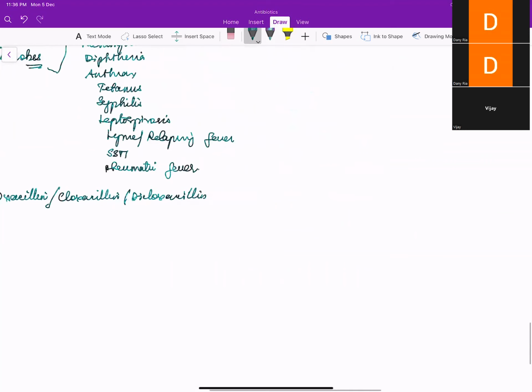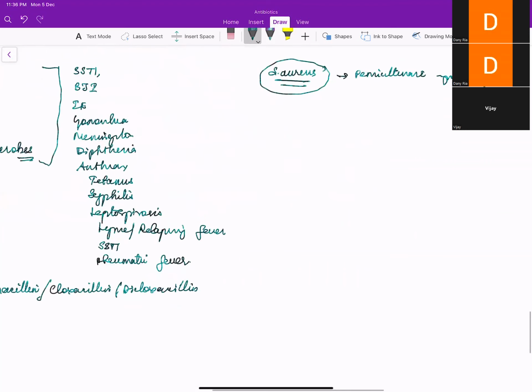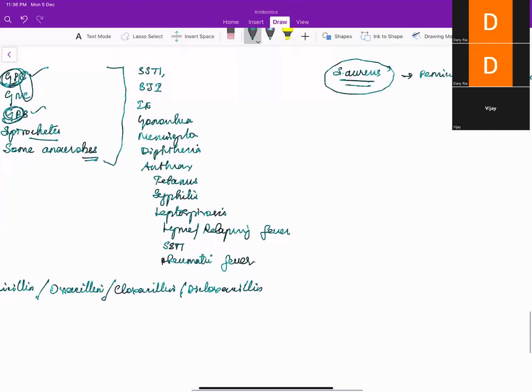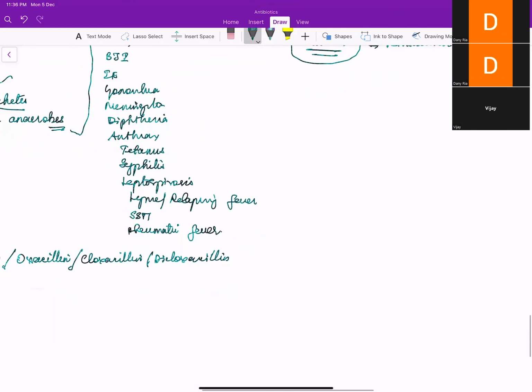Just keep this in mind. Even though penicillin can be used for all these things theoretically, only two uses are there for penicillin in current use. One is rheumatic fever. You know very well that penicillin V 400 milligram BD is used for rheumatic fever prophylaxis. Second use is syphilis. In syphilis also, we use benzathine penicillin.